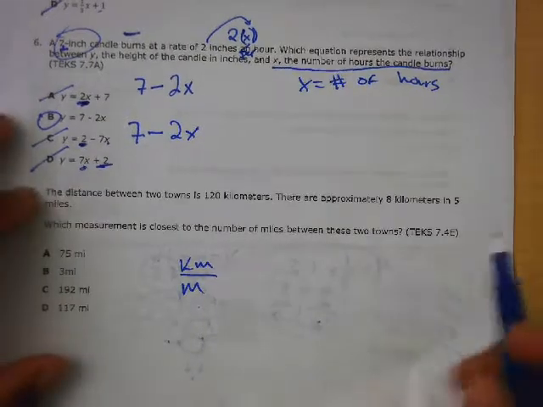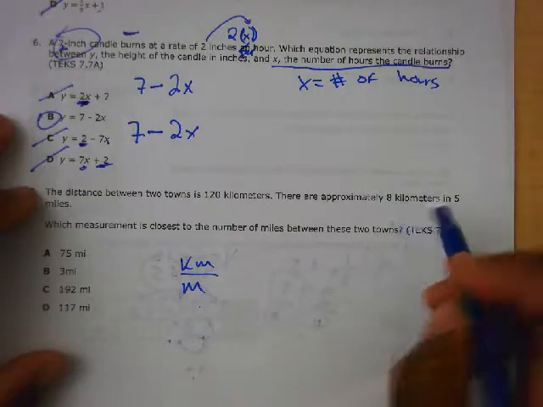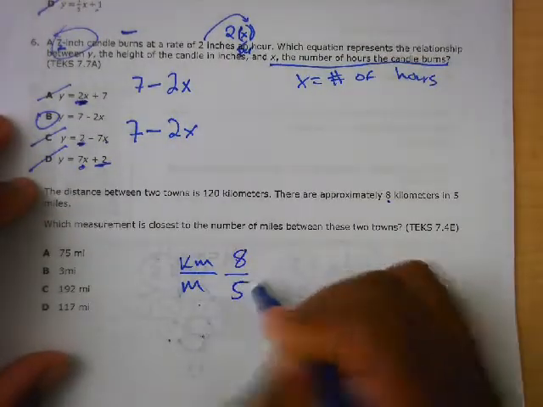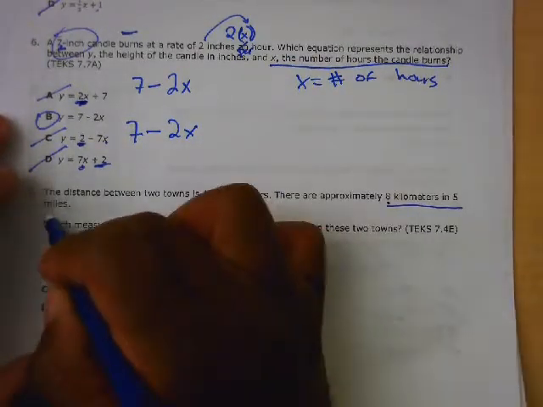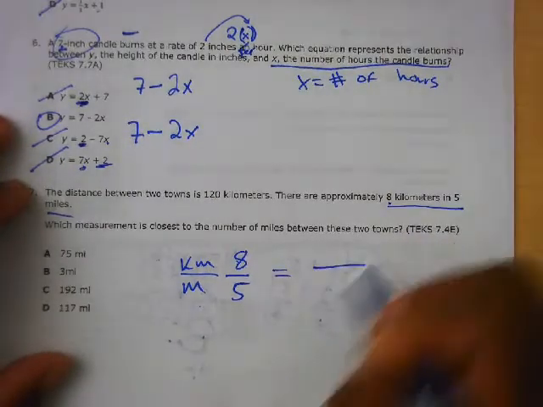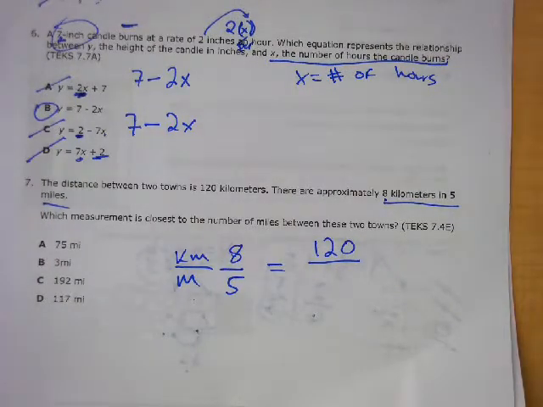What we can do is we can say that there are 8 kilometers for 5 miles. We know that for sure. It says it here. And then we know that the distance between these 2 towns is 120 kilometers. So what I'm making is called a proportion. And we haven't touched on proportions much, but I do want to give you guys the mathematical reasoning behind the answer you guys got in class.